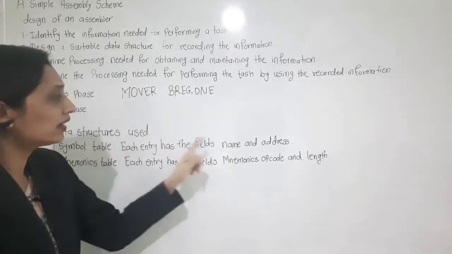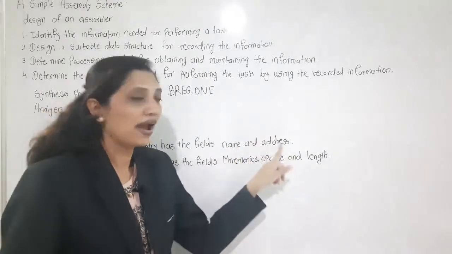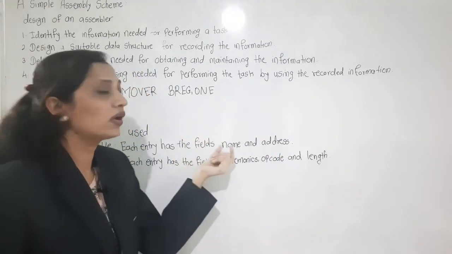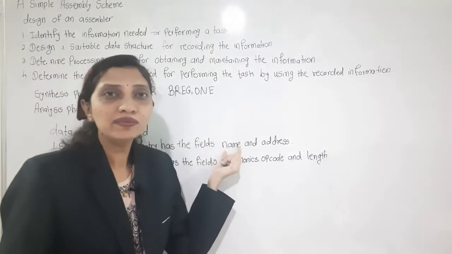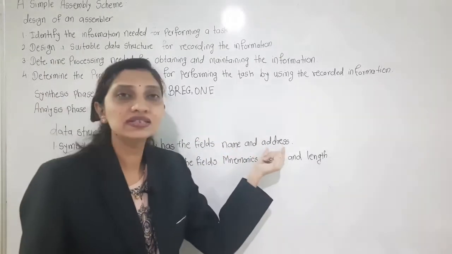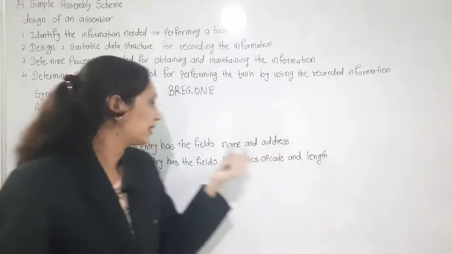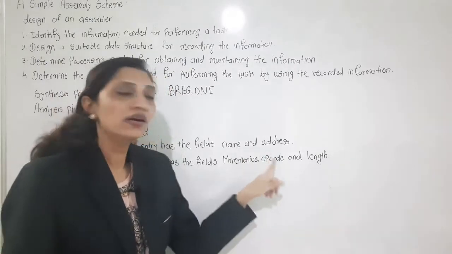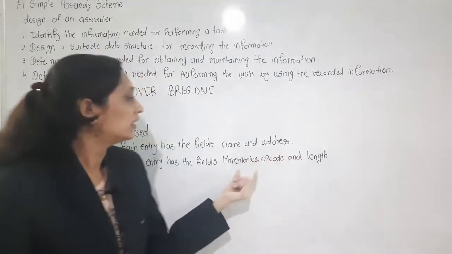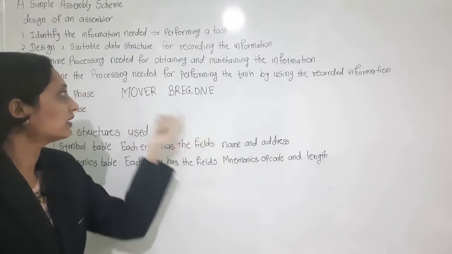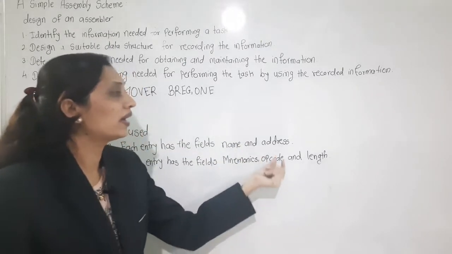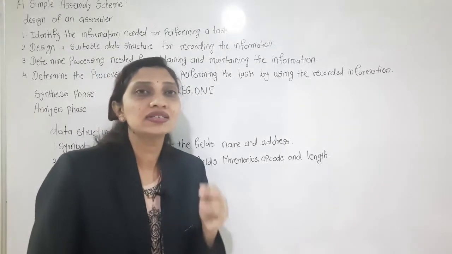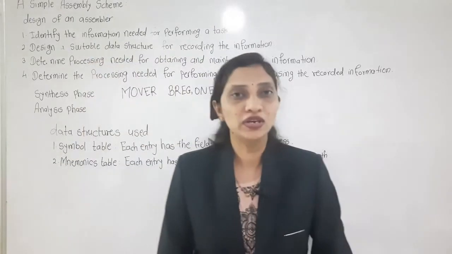The symbol table contains two fields, name and address. Whenever a symbol appears, the entry of the symbol is made in the symbol table and the corresponding address is given in the symbol table. And in the mnemonic table, three fields are there: mnemonic, opcode and length. The mnemonic means like MOVR, the corresponding opcode of that MOVR and the corresponding length of that statement. In this way the synthesis phase performs the operation.